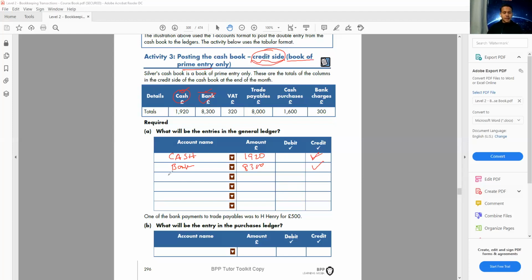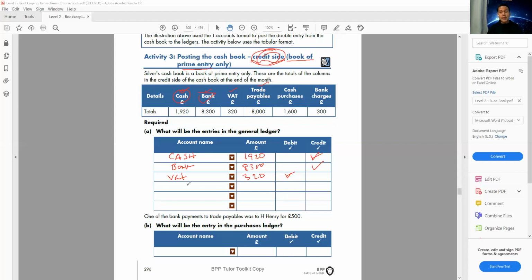Then after that, we have a VAT. This time VAT on the credit side, that means I paid the VAT, 320. If I paid the VAT, that's expense. That's not my liability. I paid the VAT, so it's expense for me. So that will be our debit. If I pay the VAT, that is expense for me. That is our debit.